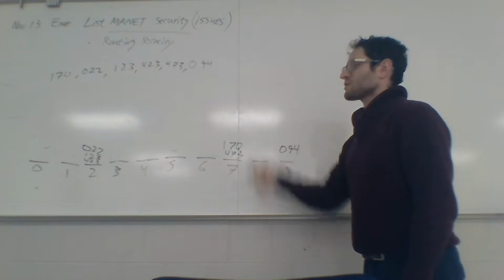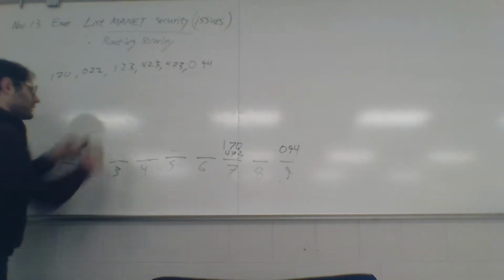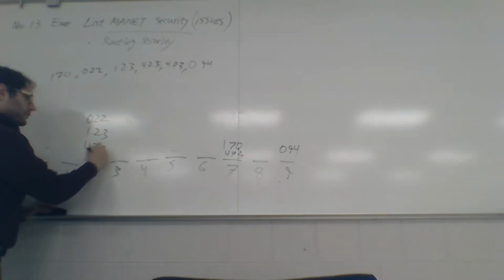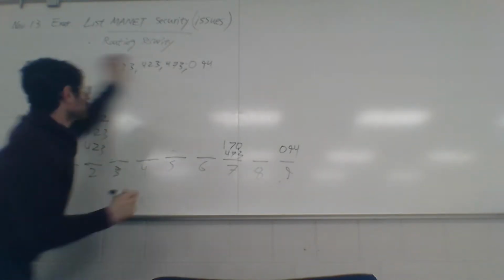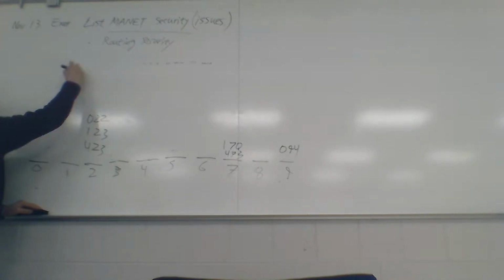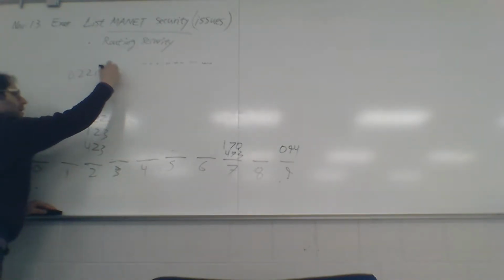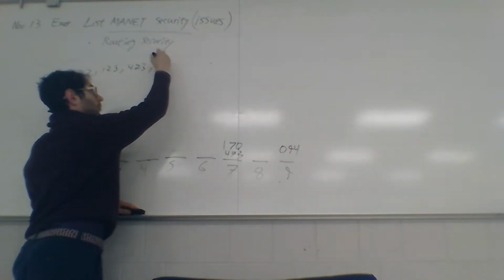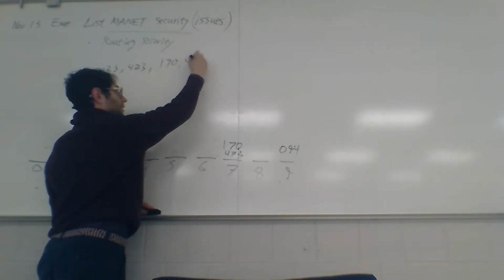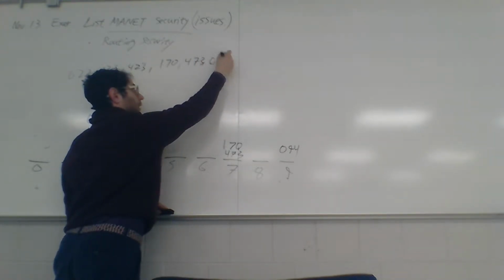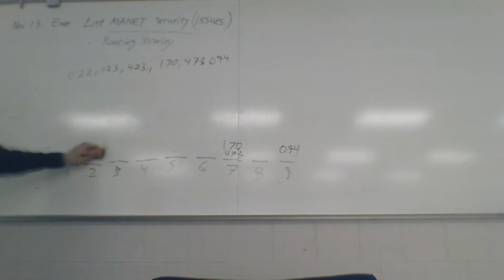Everybody see how it just simply matched up based on what its middle digit is? Sorry for writing small over here. I keep forgetting that it needs to be like 022, 123, 423, right? Just to make it bigger. And now we go through the queues again and output everything. So we got 022, 123, 423, 170, 473, 094, right? So now it's sorted according to the middle digit.